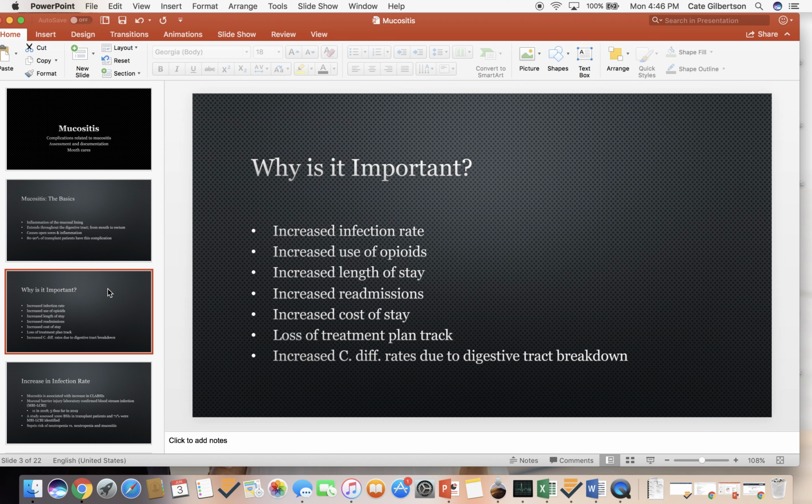Increased readmissions, we'll touch on the increase in infection rate and how that can impact our readmission rates. And then increased cost of stay, we'll talk about the cost related to mucositis.